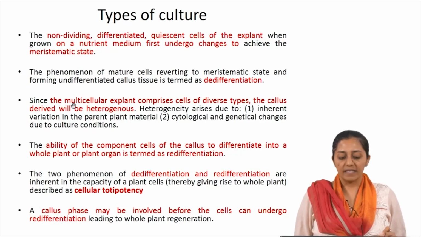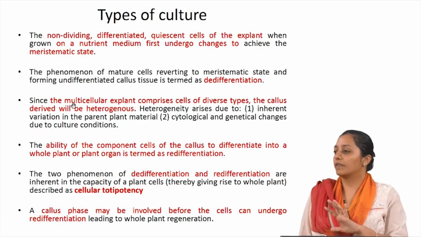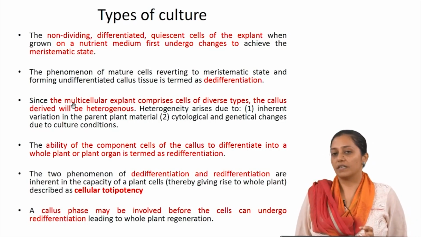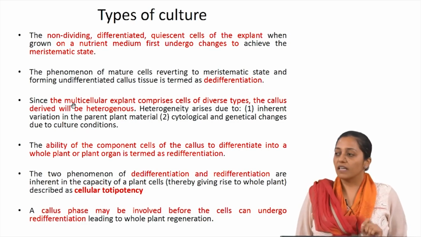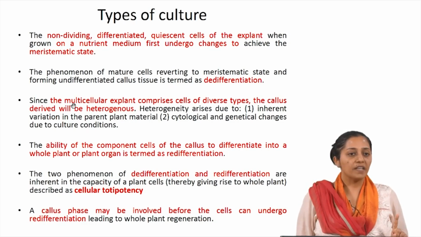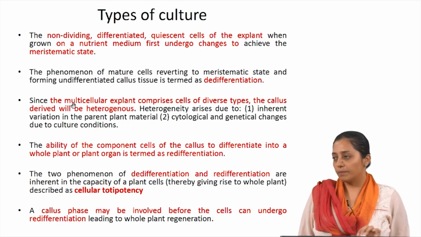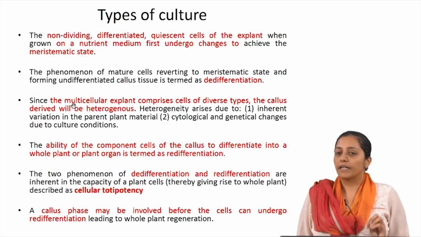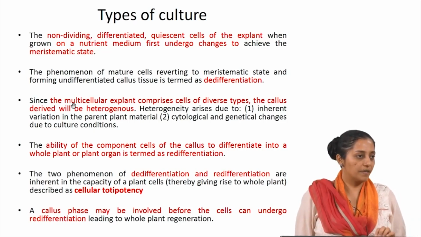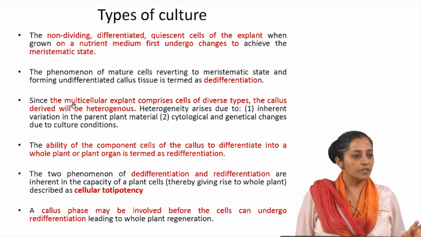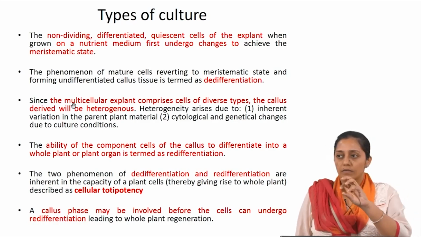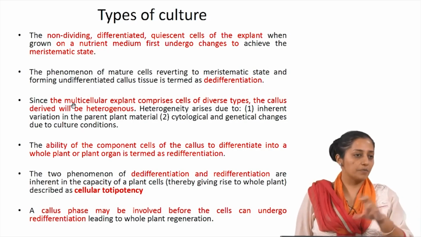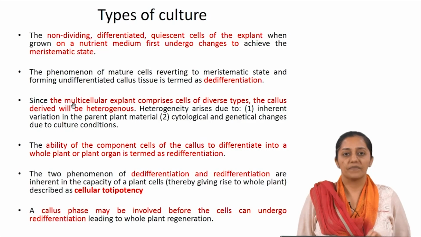Now since the multicellular explant comprises cells of diverse types, the callus is therefore heterogeneous in nature. Heterogeneity arises due to two factors. One is inherent variation in the parent plant material, because there are so many different kinds of cells. The second is cytological and genetical differences. All these cells are performing different functions, which means that some genetic information is expressed and some is not expressed in these different types of cells.